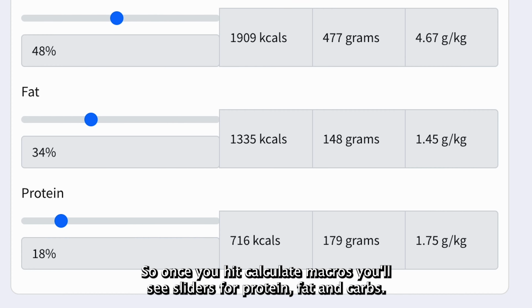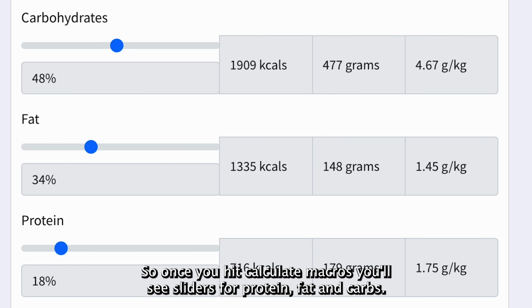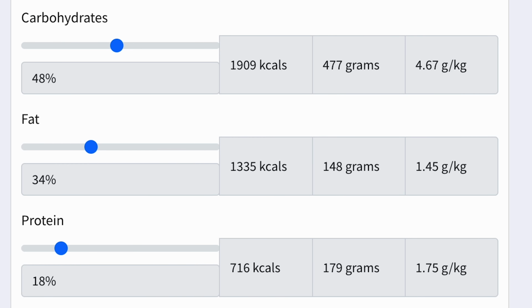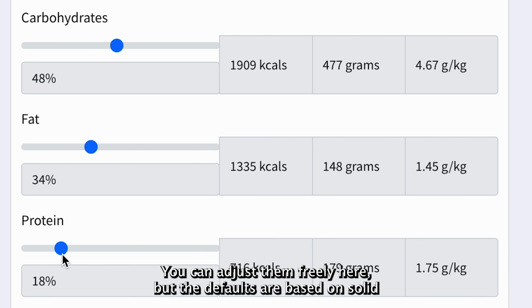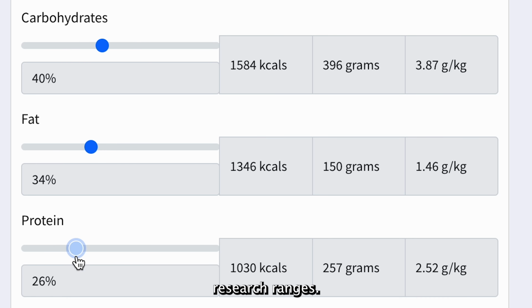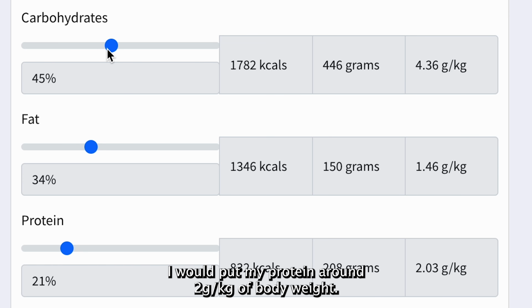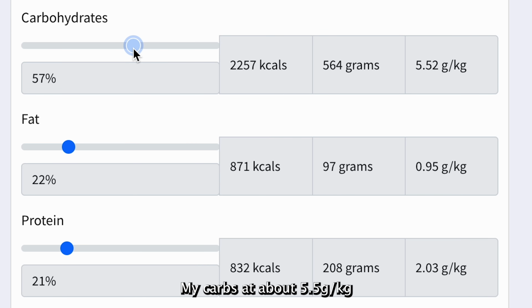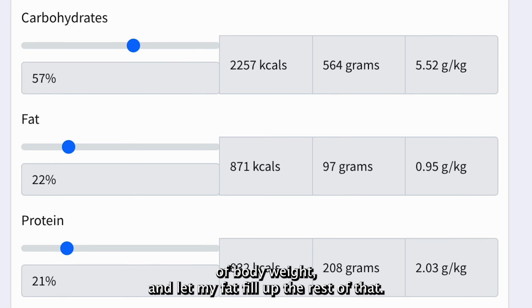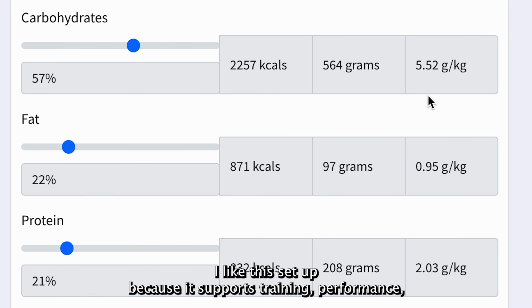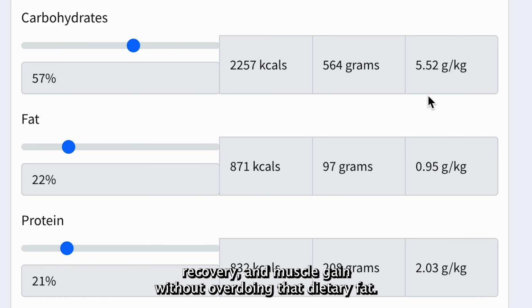Alright, so once you hit calculate macros, you'll see sliders for protein, fat, and carbs. You can adjust them freely here, but the defaults are based on solid research ranges. Here is what I personally recommend for a lean bulk or athletic maintenance phase. I would put my protein around 2 grams per kilogram of body weight, my carbs at about 5.5 grams per kilogram of body weight, and let my fat fill up the rest of that. I like this setup because it supports training performance, recovery, and muscle gain without overdoing the dietary fat.